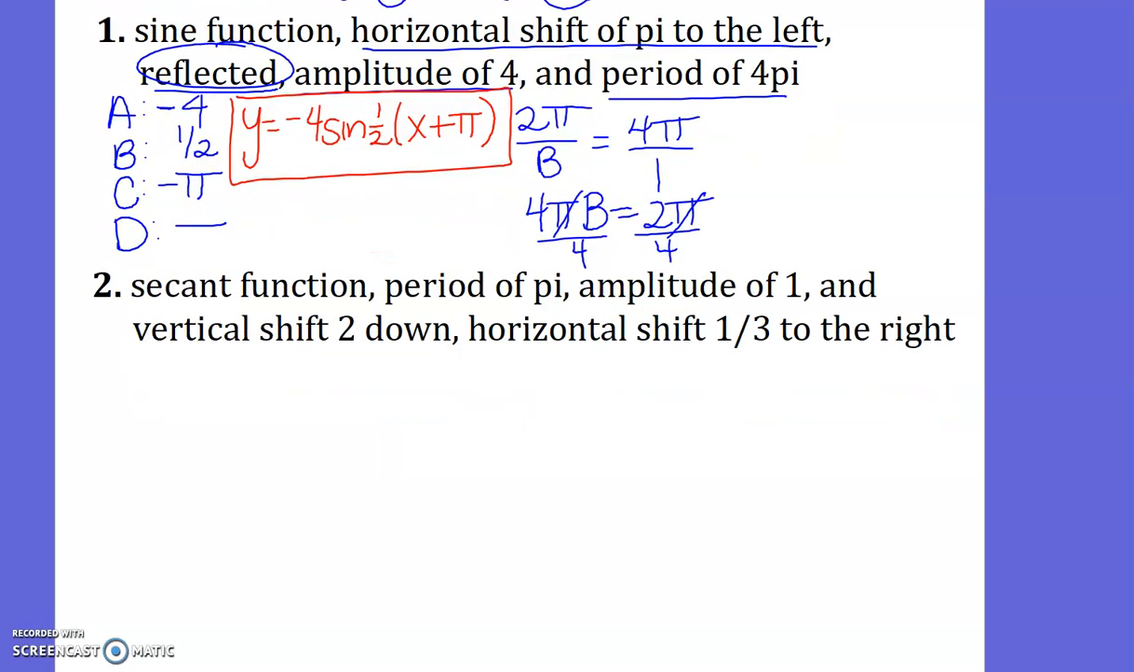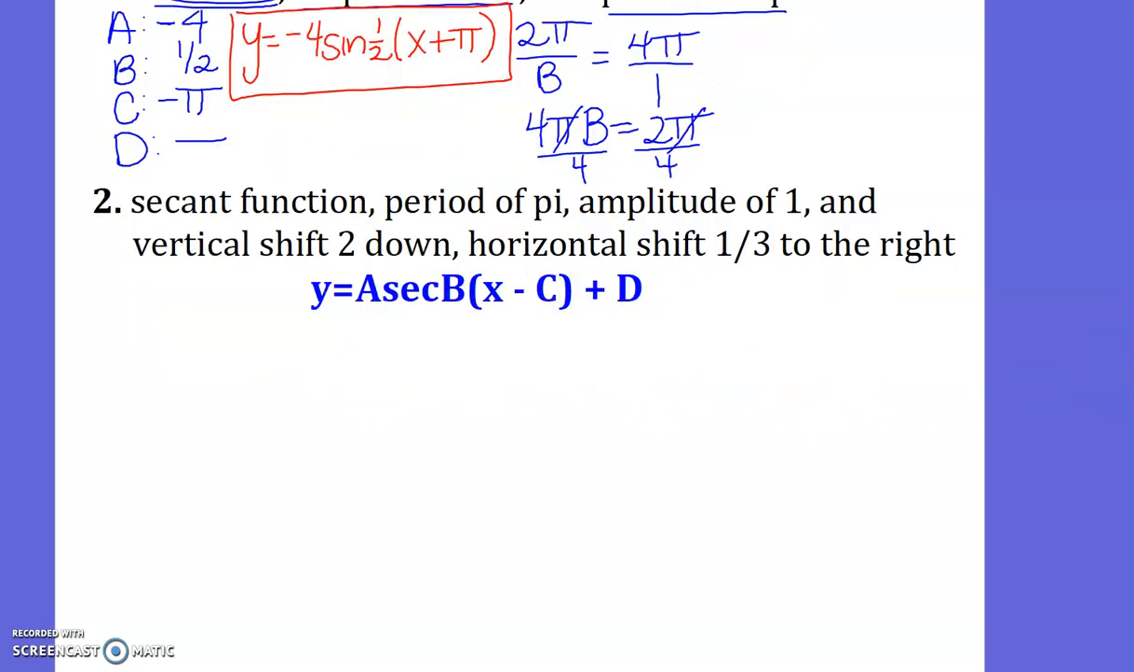This is a secant function. So I'm going to bring in this so we can do the same thing here. This has a period of pi, an amplitude of 1, a vertical shift down 2, a horizontal shift of 1/3 to the right. So just like I did in the last problem, I'm going to list out A, B, C, and D. This is what I do for all of these problems, even when we get to the graphing ones. I list those out and just fill in what I need.